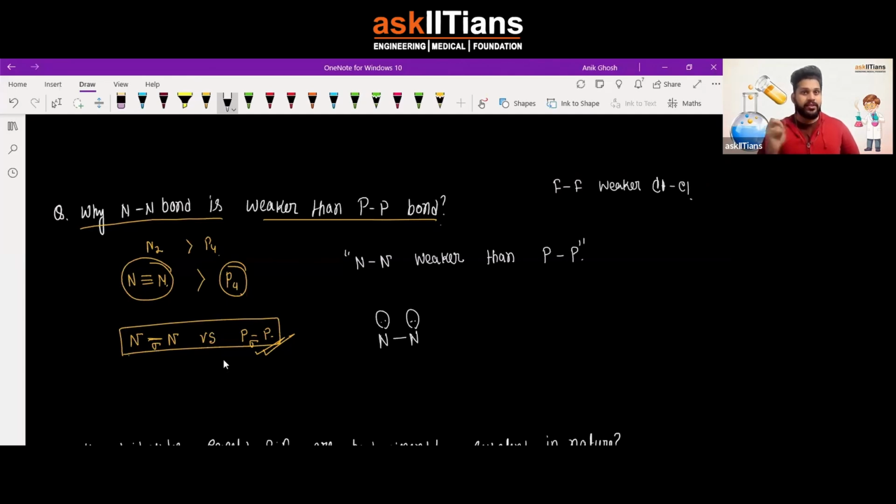The F-F bond is weaker than the Cl-Cl bond. Same reason. What is the reason? Because of the lone pair repulsion. Do you know what we call it? We call it the alpha effect. This alpha effect is not in your syllabus, guys.